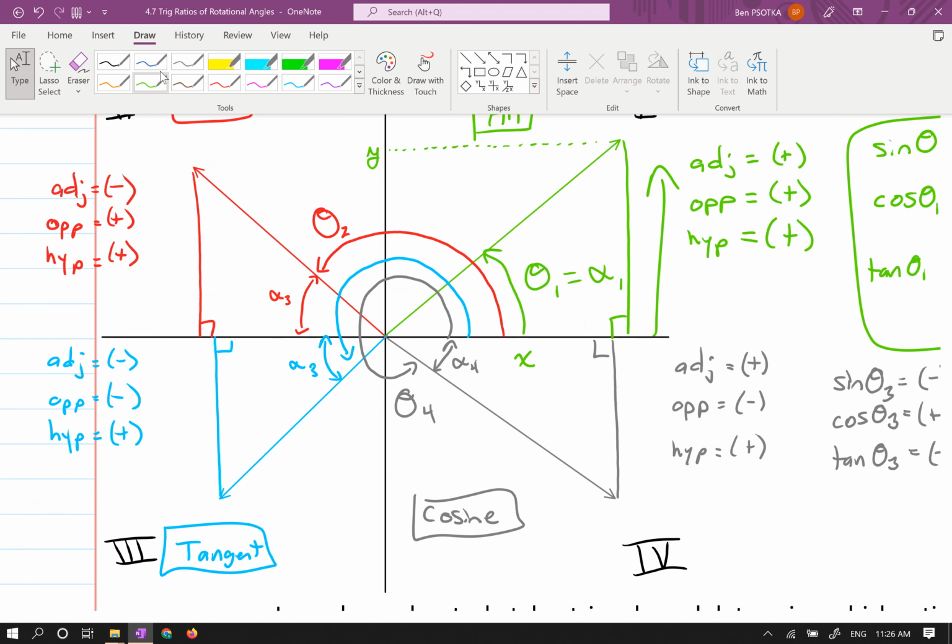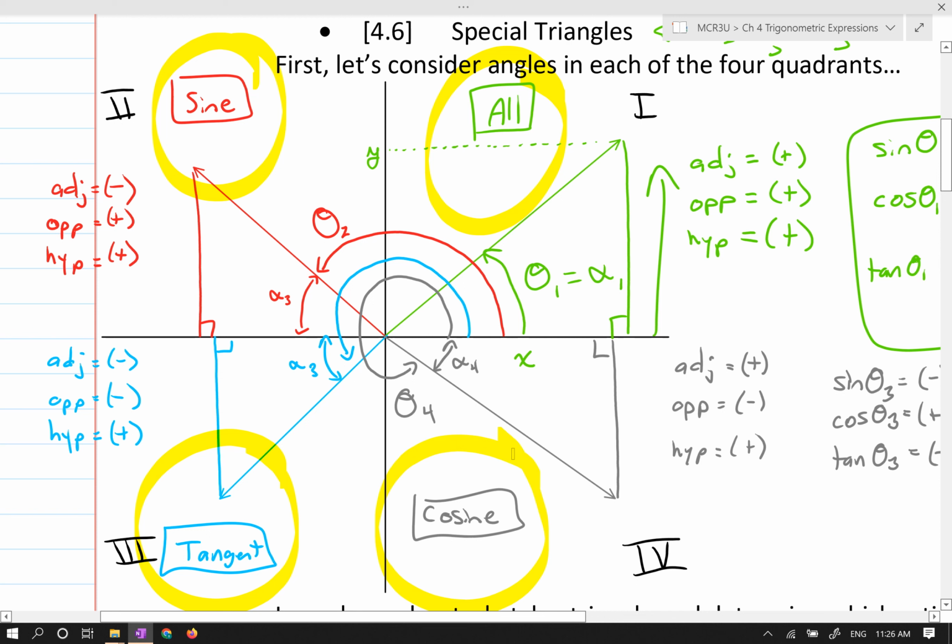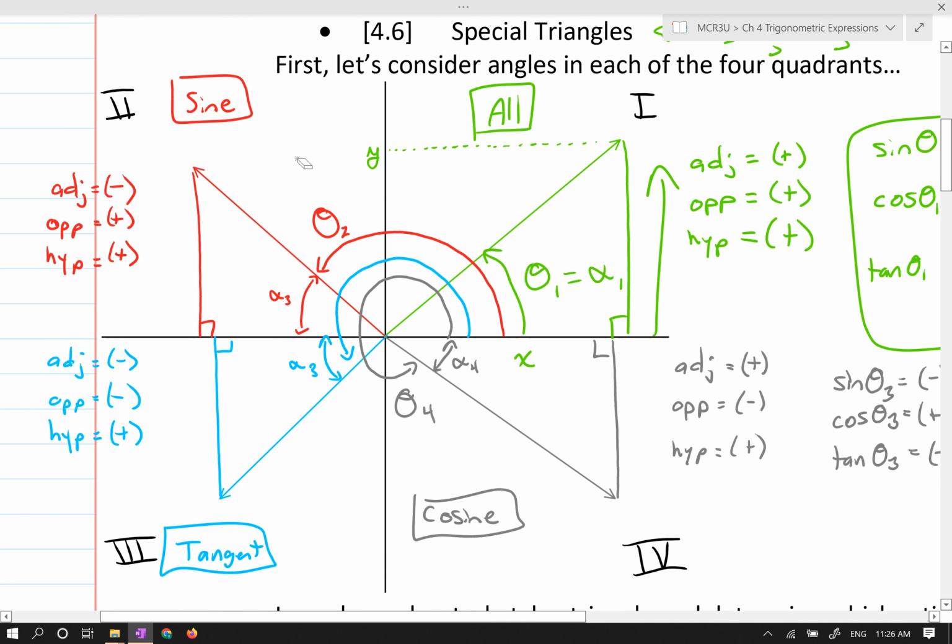Now these observations, if you were able to follow all of that work, fantastic. These observations, that all of them are positive in quadrant 1, sine is the only ratio positive in quadrant 2, tangent is the only ratio that's positive in quadrant 3, and cosine is the only ratio that's positive in quadrant 4, can be summed up by what we call the CAST rule.